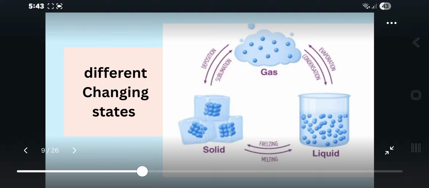When we move from solid to liquid, what is this process called? Melting. Whenever we move from liquid to gas, what is this process called? Evaporation. Whenever we move from solid to gas? Sublimation. Whenever we move from gas to liquid? Condensation. Whenever we move from liquid to solid? Freezing. Understood? Okay.